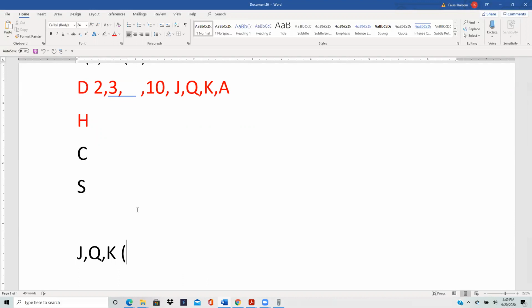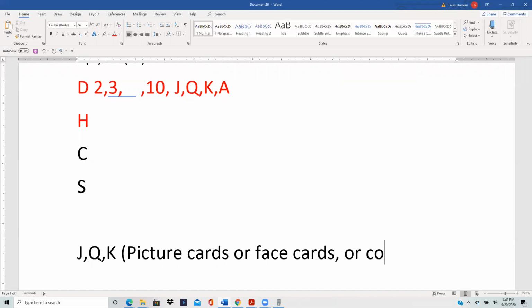They're called picture cards or face cards or court cards.